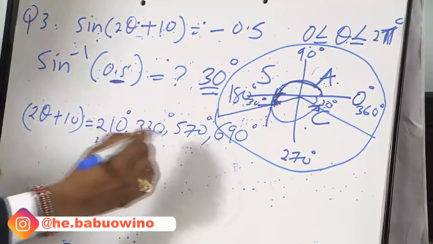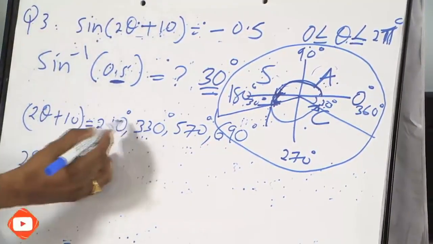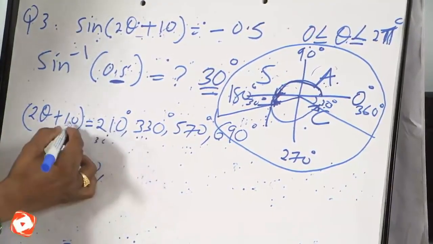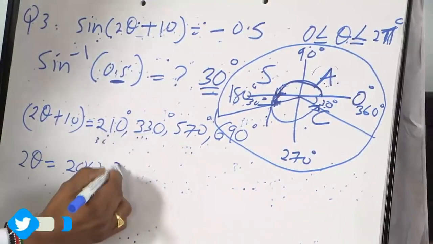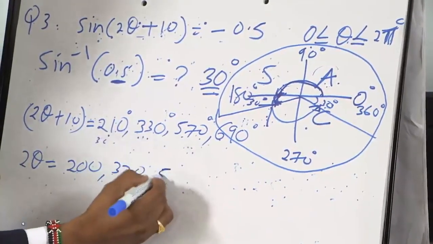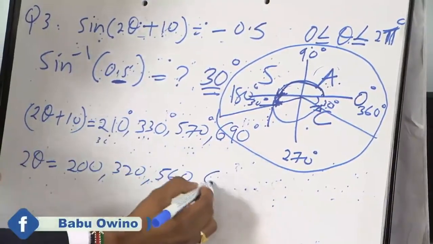Therefore, when we open this, we get 2 theta equals to, when 10 crosses the other side, it becomes 200, because it is 210 minus 10. 330 minus 10 is 320. 570 minus 10 is 560. And finally, 690 minus 10 is 680. They are in degrees.